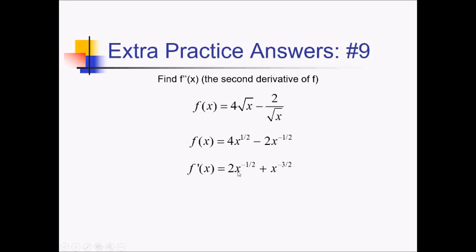Now I have to take the derivative of this to get the second derivative. So using power rule again, 2 times negative 1/2 is going to be negative 1, x to the negative 3/2. That was my first term. And then this next one, I'm going to have negative 3/2 x to the negative 5/2 if I subtract another one. And there we are.